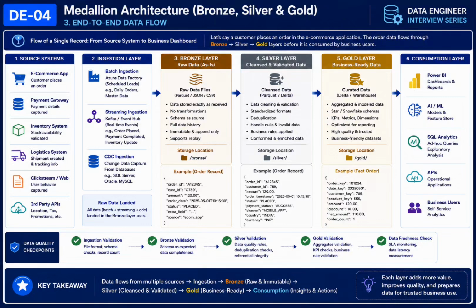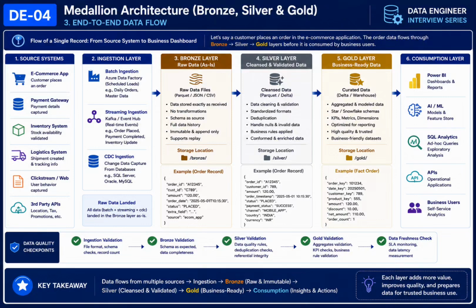Even if a field is missing or contains unexpected values, we don't modify it because bronze represents the original source. Next, the pipeline moves data into the silver layer. So this is where validation begins. We check mandatory fields, remove duplicate orders, standardize timestamps, enrich customer information, and apply business logic.